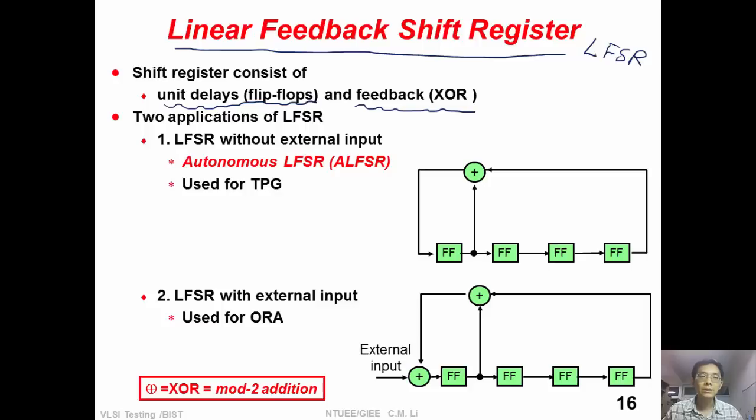This LFSR does not have any external inputs, such as this example. This is also called an autonomous LFSR, ALFSR. A second LFSR has an external input, just like this example. This one is often used for ORA. Please note that in this LFSR, the addition sign here represents an inclusive OR gate.